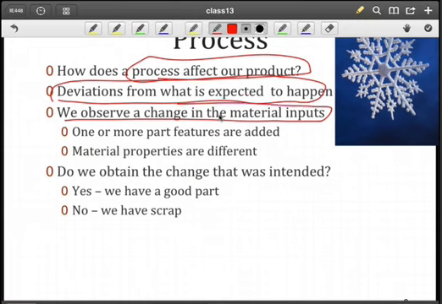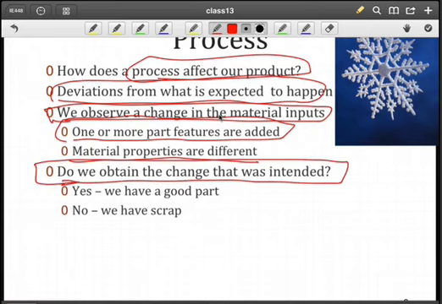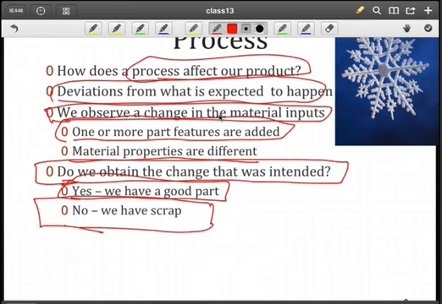So you observe material inputs from previous processes or the raw material, and then we have some type of transformation that occurs where one or more features are added, and/or we change the material properties in some way. After we go through a process, then we ask ourselves this question: did you obtain the change, the delta, that you intended to produce after going through the process? If you did, then you're going to say, yes, we continue to have a good part in terms of conforming to the specifications, or no, we have scrap that must be dealt with in some manner.